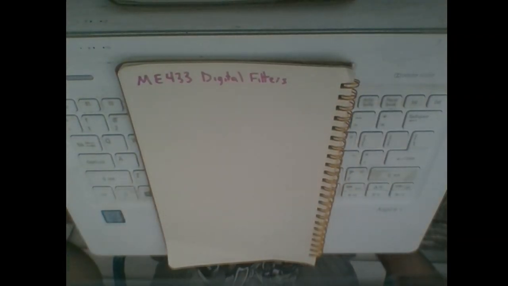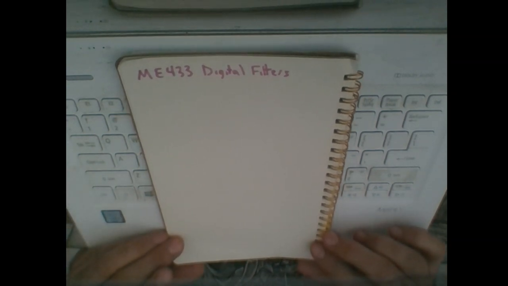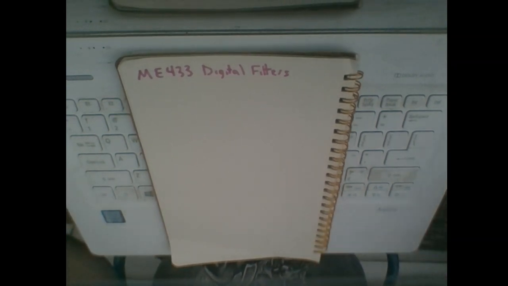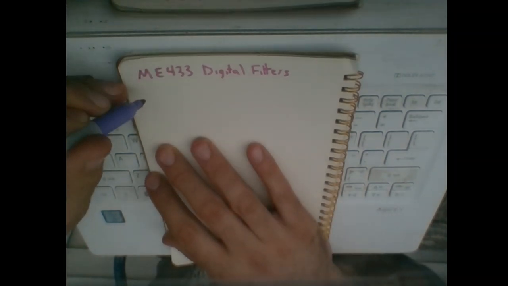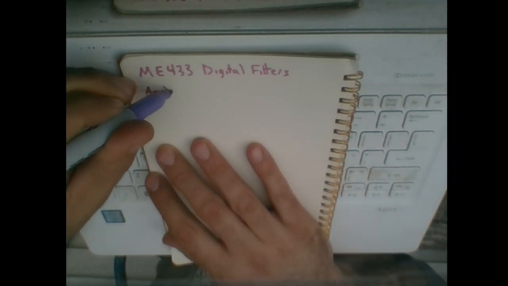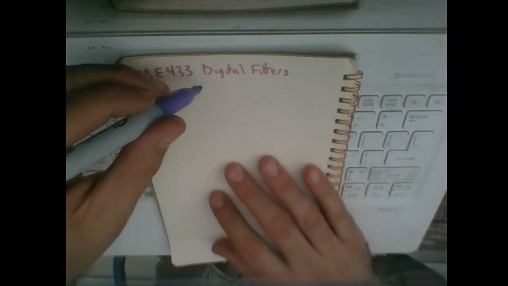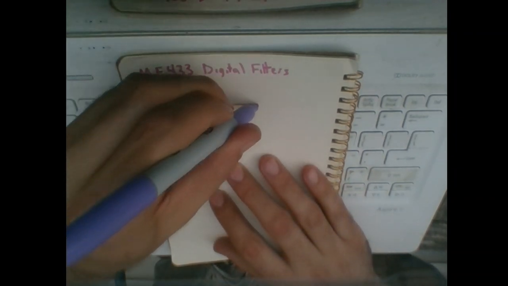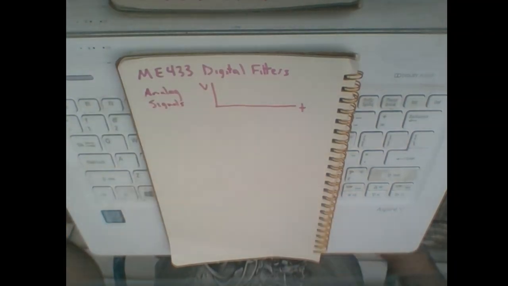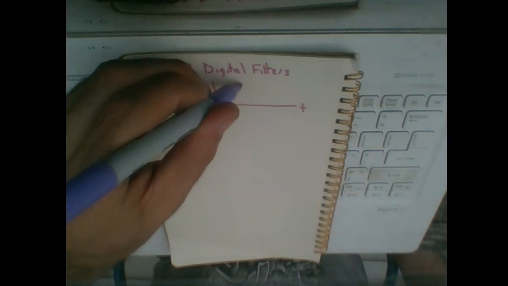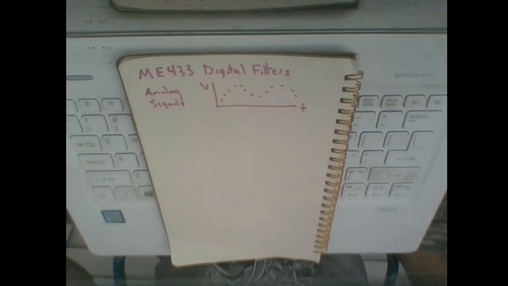We will be using this later in the course once we have our microcontroller set up and we're grabbing data and we want to make it smoother. So, how have we done this in the past? In the past, we've had analog signals, which meant we had some kind of voltage versus time. So, we were sampling voltages coming from some kind of sensor.